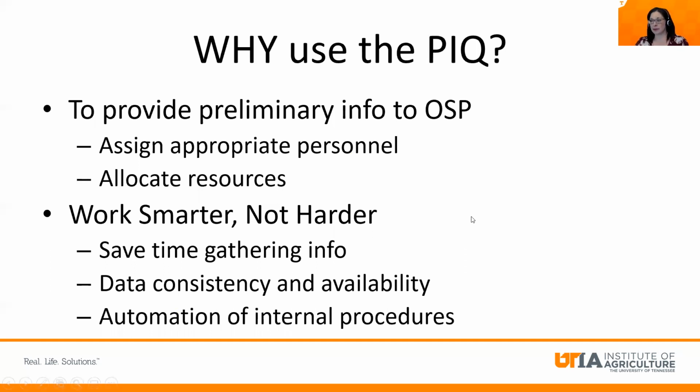So why are we using the PIQ? Why was this developed? As I said earlier, it's to provide preliminary information to OSP so that we can assign the appropriate coordinator to your proposal, and so that we can allocate our resources. We know that, especially since we've asked you to notify us early, that some of that information may change. Your title may only be a draft title. You may even change your project start and end dates. Maybe you're even going to change a co-PI or two here and there. That's okay. We can make those changes as we go along.